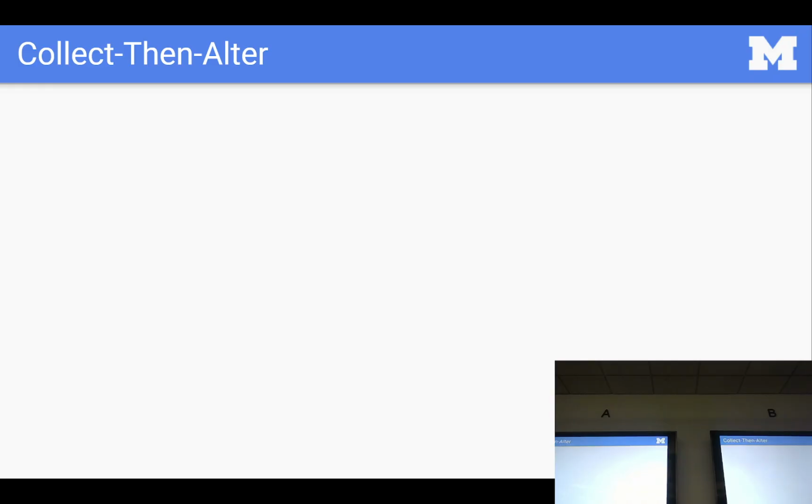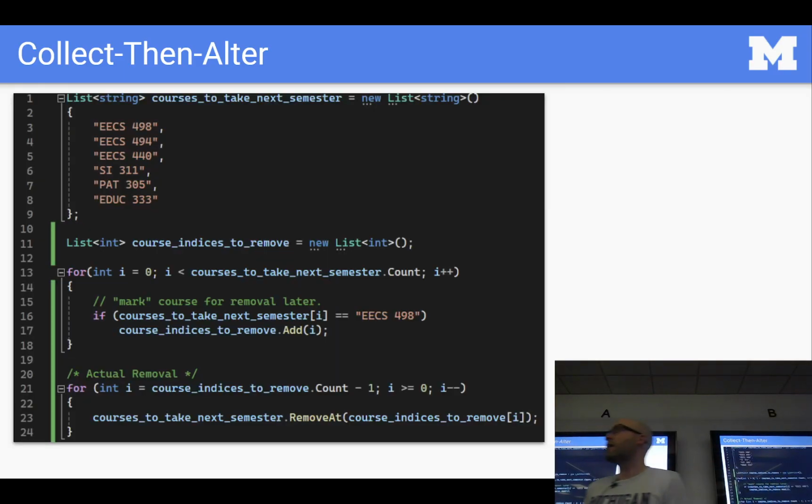Something that's very common is the collect then alter pattern, okay? And this is a pattern you can use to remove things from a collection after you're done iterating through it. It's a very simple pattern. Here's the basic idea, okay? It's a bit more code, but I think it's actually cleaner code and easier to understand.